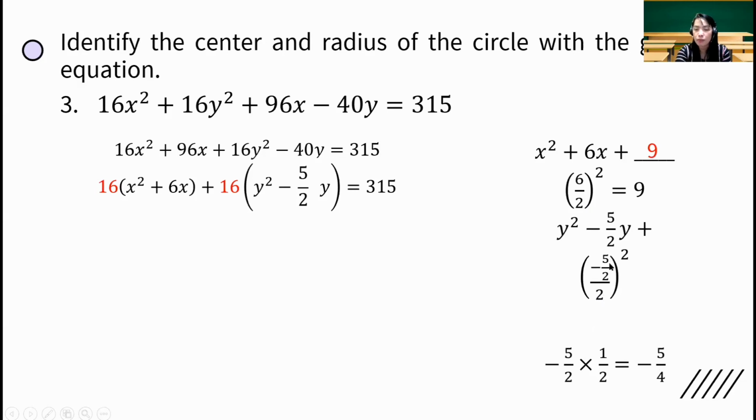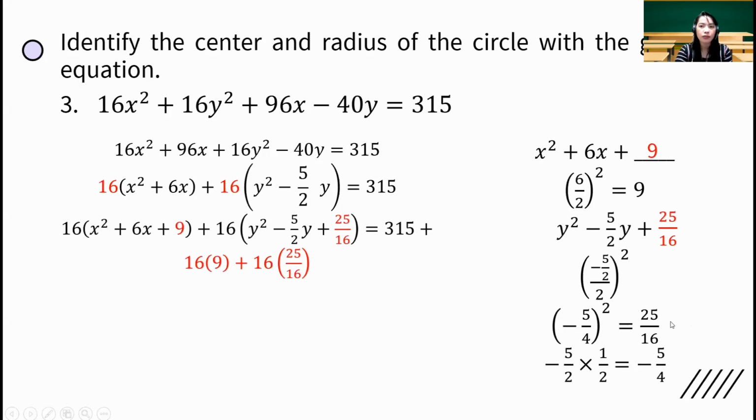So dapat square mo pa siya. 5 squared, 25, then 4 squared is 16. So negative squared is positive. Kaya siya naging 25 over 16. Now, to get the perfect square trinomial, nandito pa rin yung 16. Magiging na siyang 16, idadagdag mo na yung 9, 25 over 16, and sa right side, huwag mong kakalimutan, yung 16 kasali pa siya, imumultiply pa siya sa 9, at yung 16 naman sa y, imumultiply siya sa 25 over 16. Siya yung dinagdag mo sa right side.